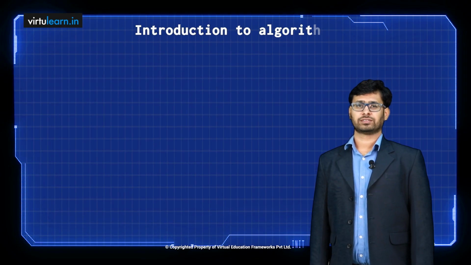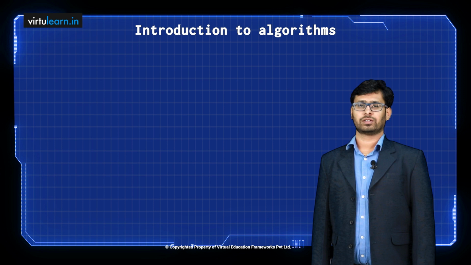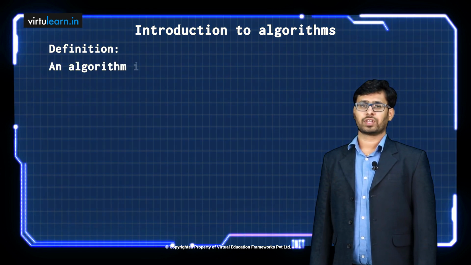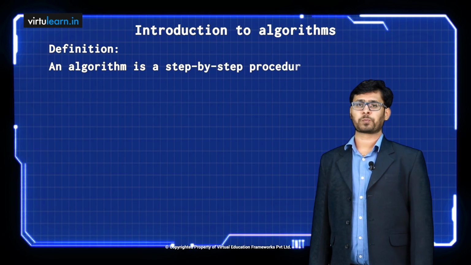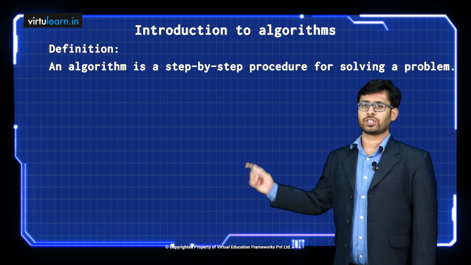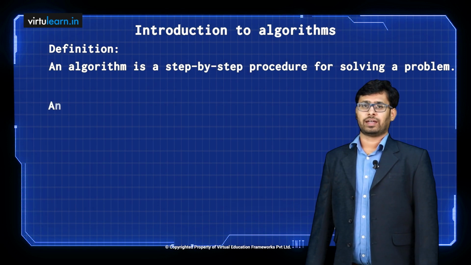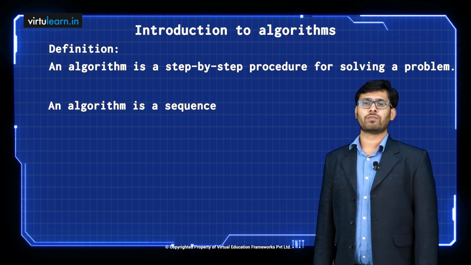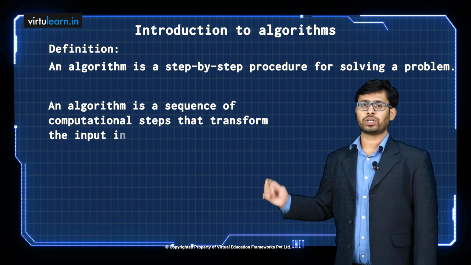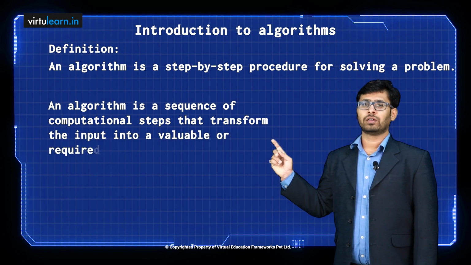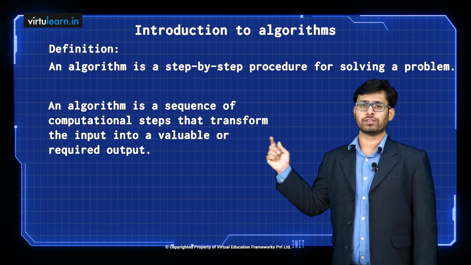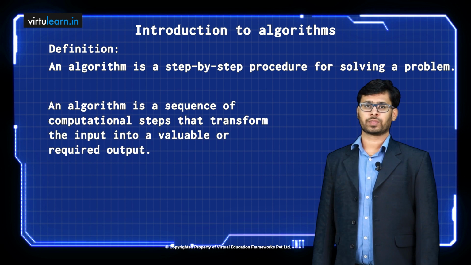Introduction to algorithms. First, let us understand what is the definition of an algorithm. An algorithm is a step-by-step procedure for solving a problem. Another definition of algorithm is: an algorithm is a sequence of computational steps that transform the input into valuable or required output. So these are the two definitions of an algorithm.